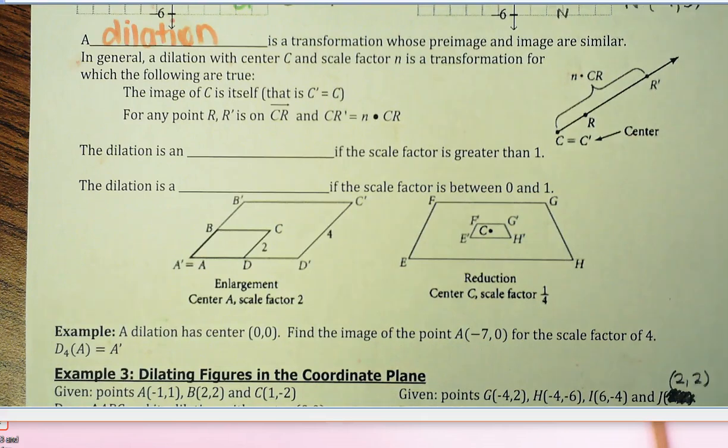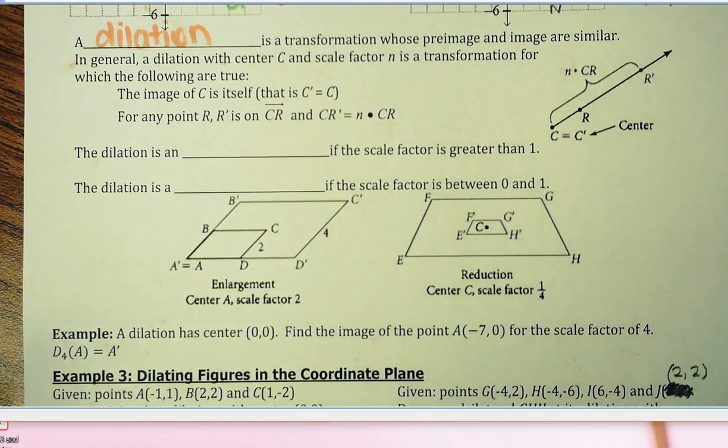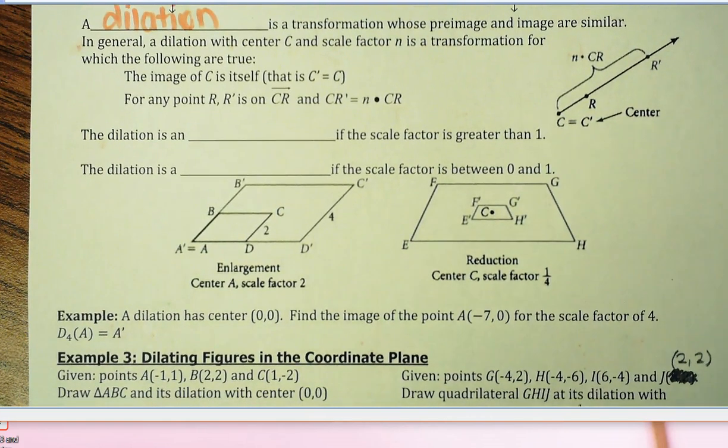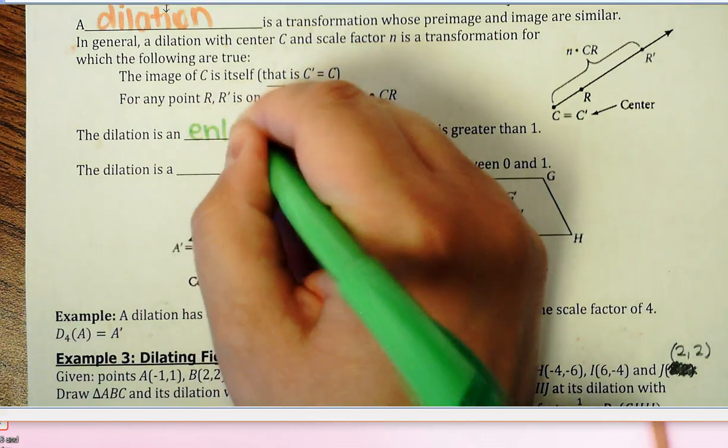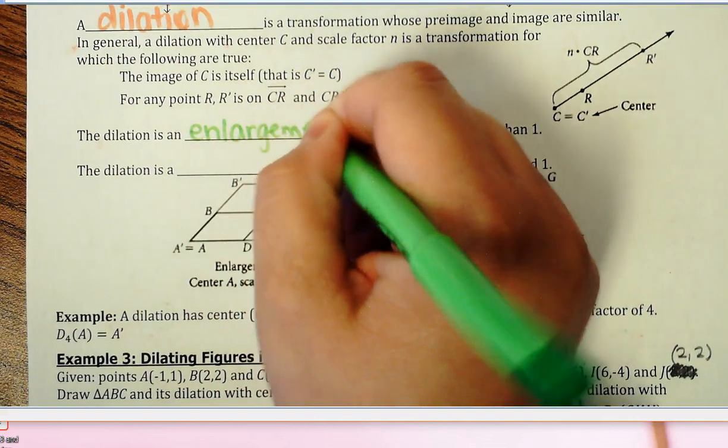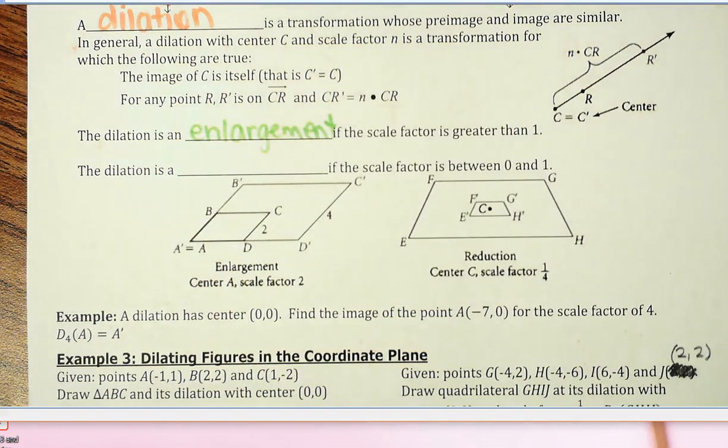Okay, and then the scale factor can go two different directions, so that's what I'm going to tell you about here. If your scale factor is bigger than 1, you're never going to have a negative scale factor. That's not something that happens. If it's bigger than 1, you're going to have what we call an enlargement. That means the image is going to be bigger in size. It'll be similar, but it'll be bigger than the pre-image.